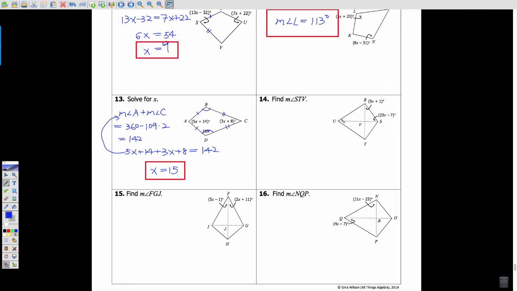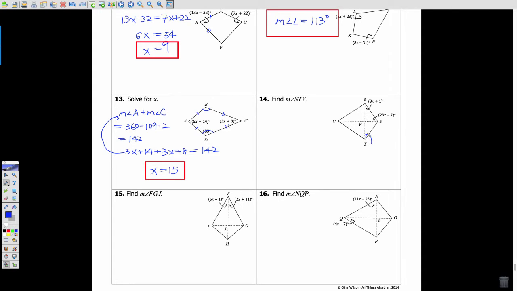Number 14, very similar. I'll do it halfway for you. I'm asked to find STV. STV is here. So I'm going to call this x, okay? Actually, I can't call it x because I've got x there. Better not confuse you. Sorry about that. So let me erase that.